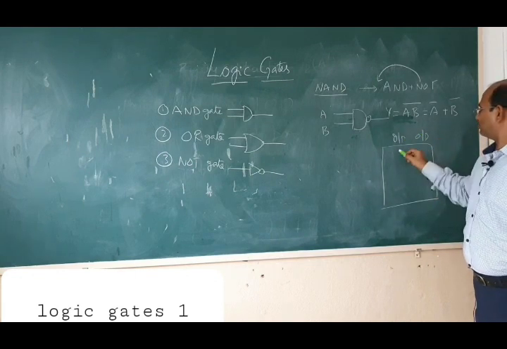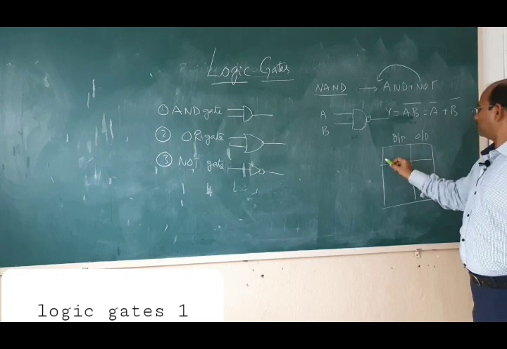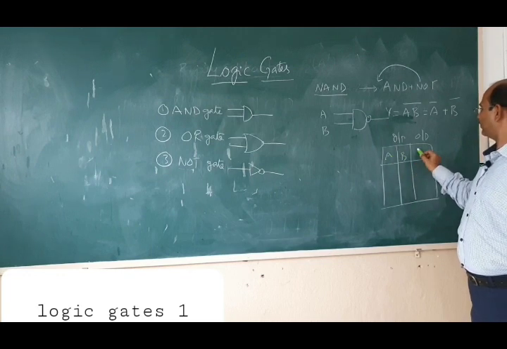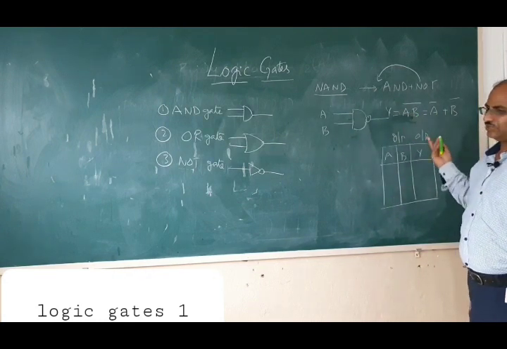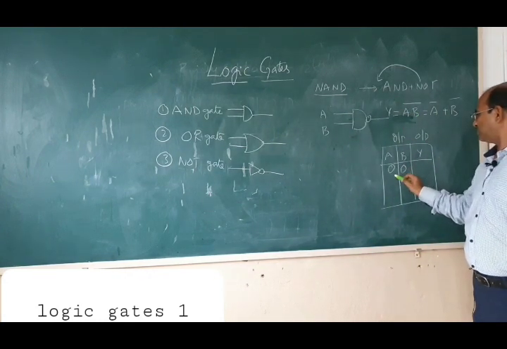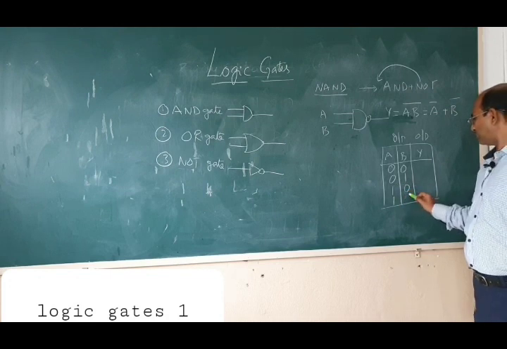So input and output. Inputs are A, B, and you need not take A, B; you can also take X, Y. X, Y inputs, Z output, whatever. So 0, 0, 0, 1, 1, 0, 1, 1.